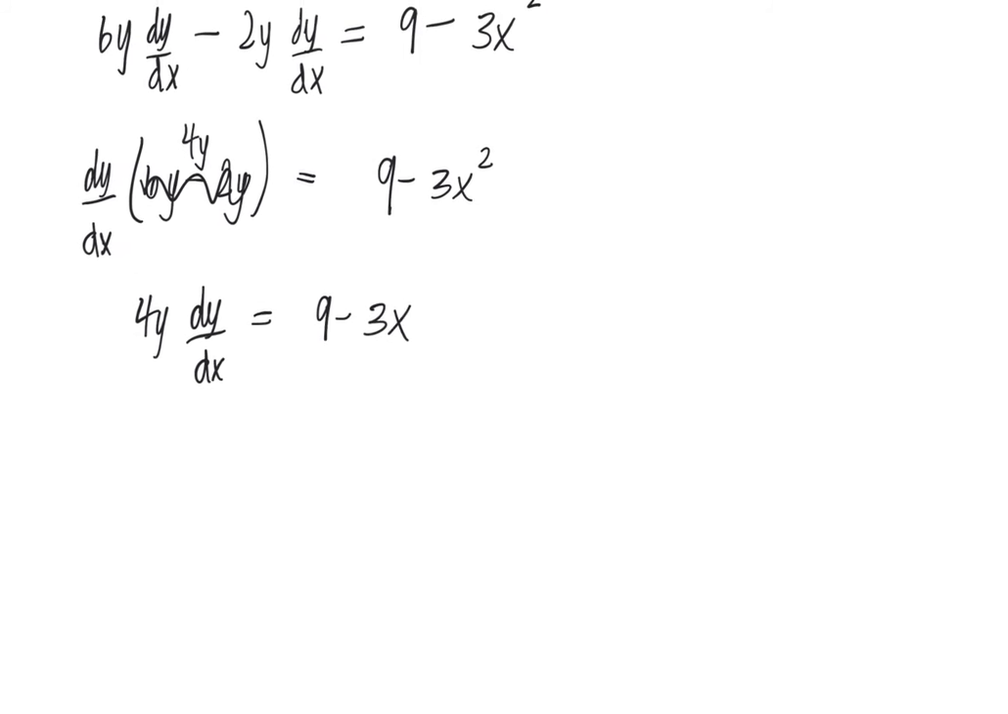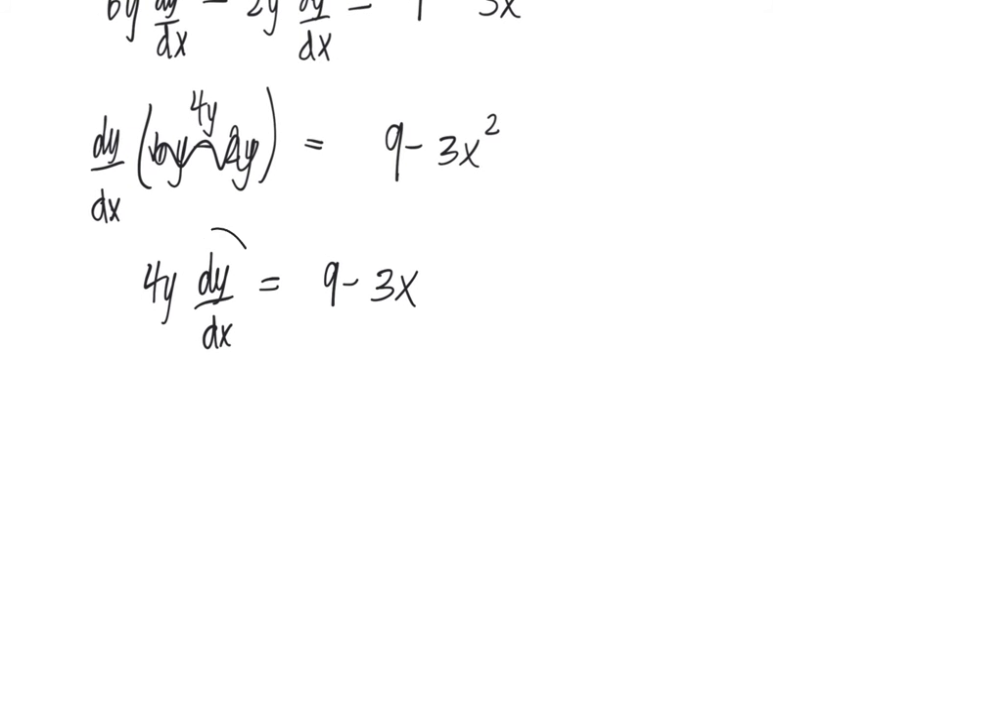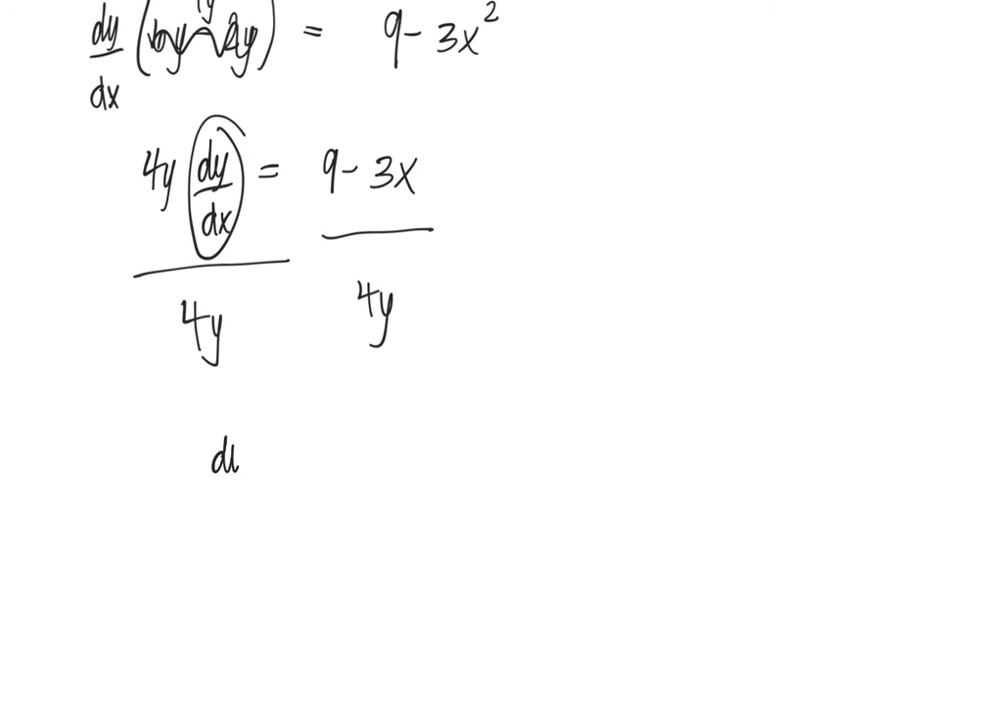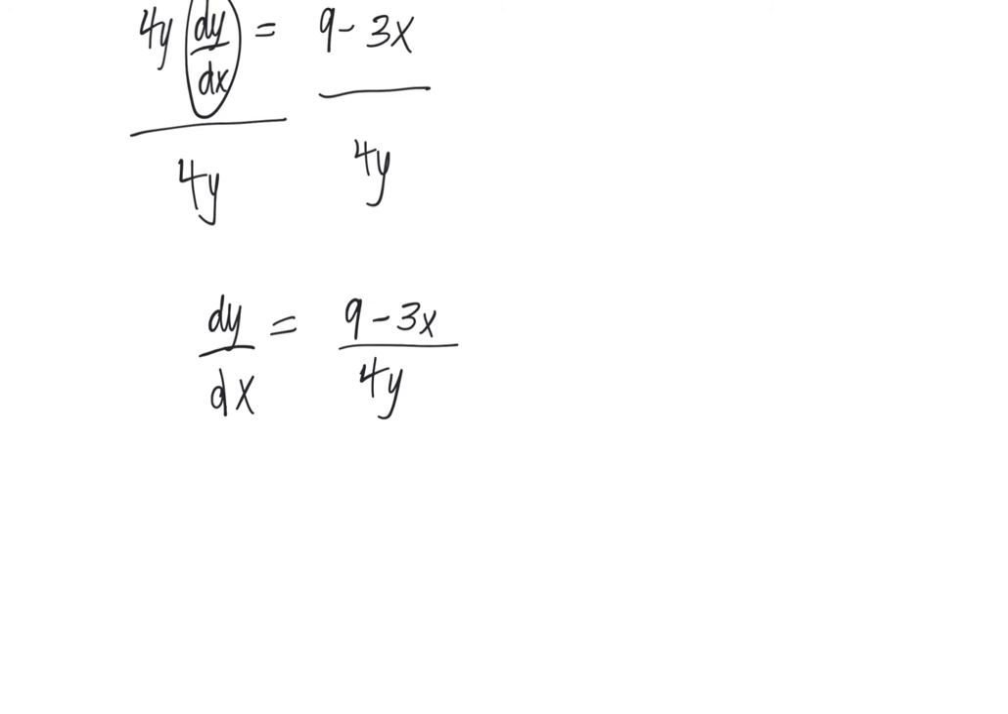So now what I want to do is solve for dy/dx. So just divide by what you don't want. I don't want 4y. I just want dy/dx. And we get that our derivative equals 9 minus 3x over 4y.